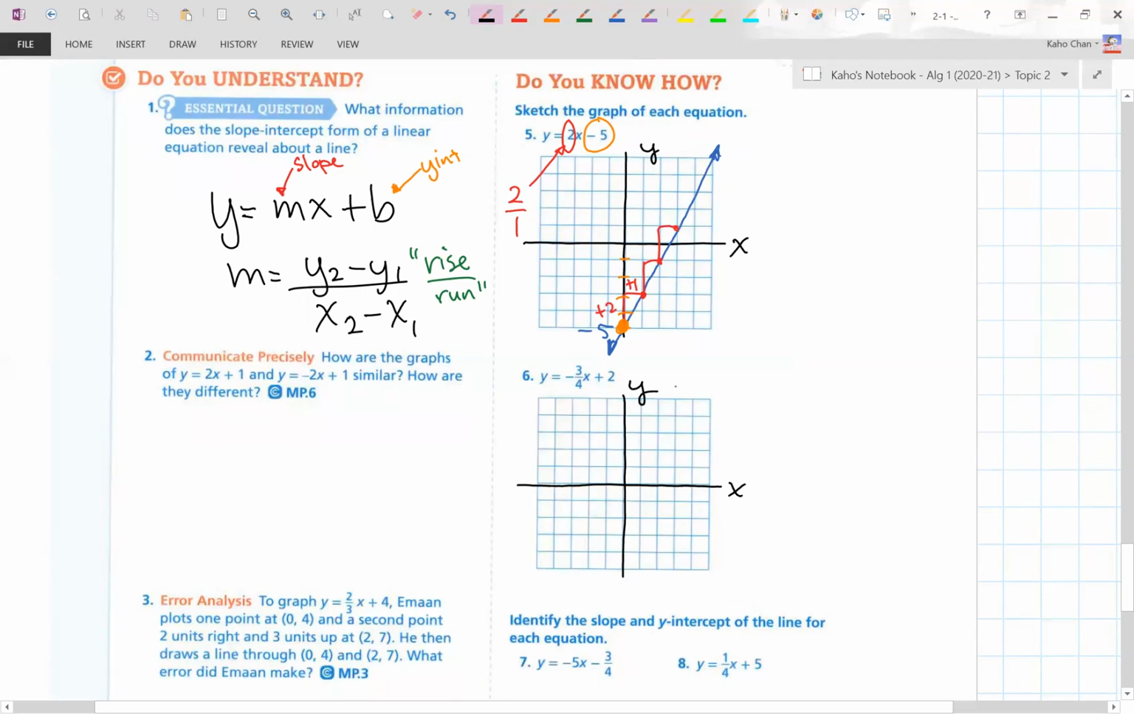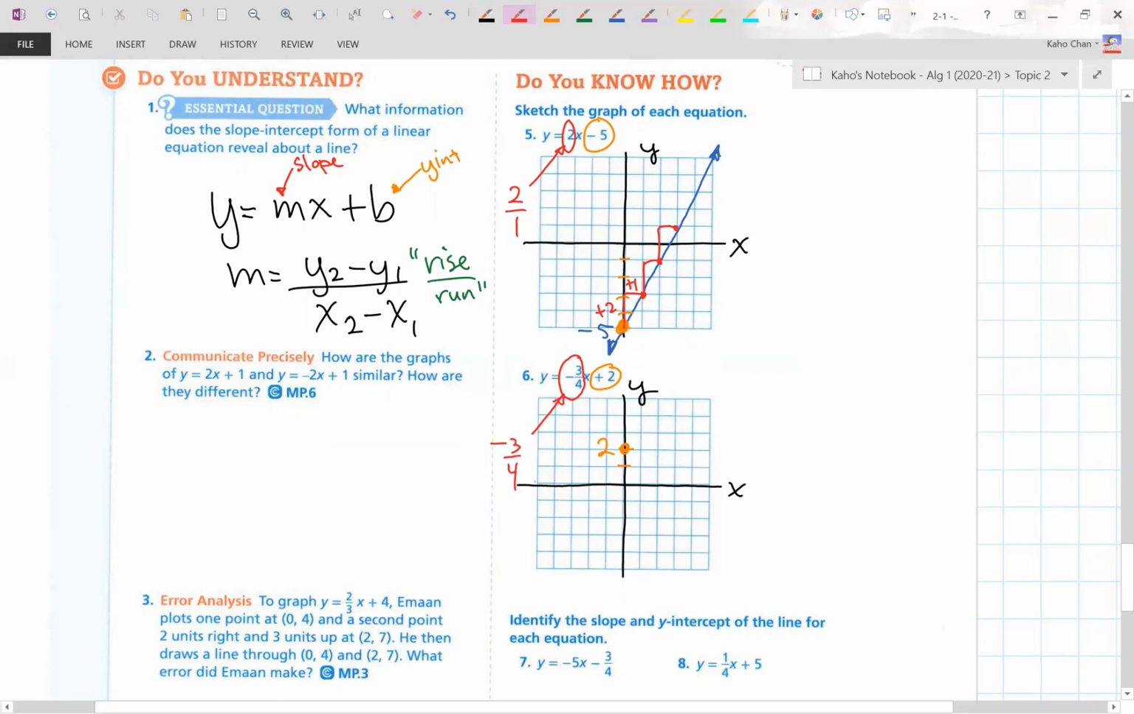Great. My y-intercept is positive 2. Go to 2 on the y-axis, put a dot there. From there, I'm going to apply a slope, and I have a negative. You can apply it to either the 3 or the 4, but not both. It doesn't really matter. I'm going to call it negative 3 over positive 4.